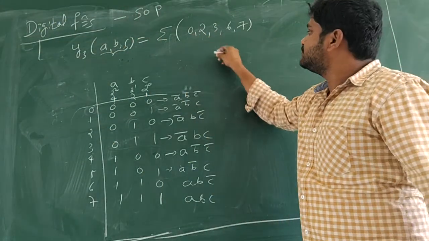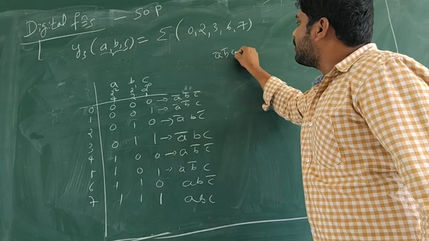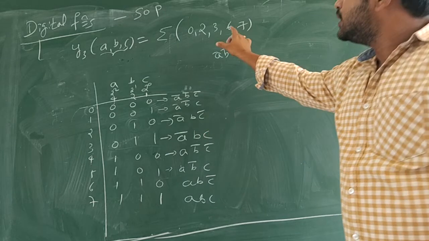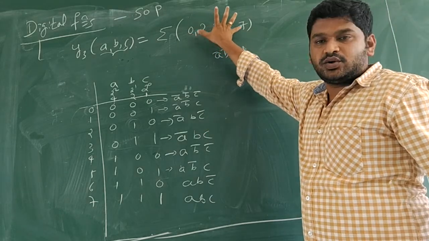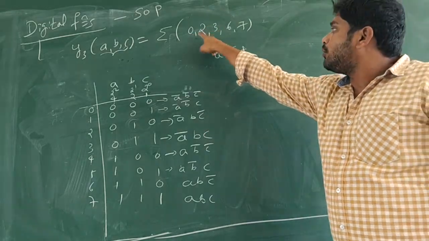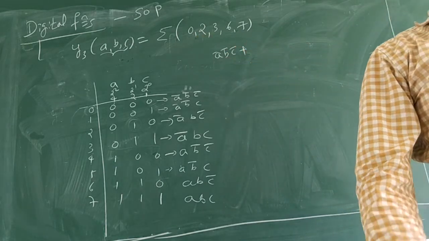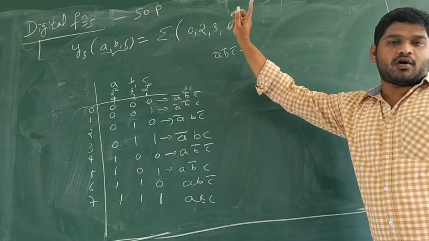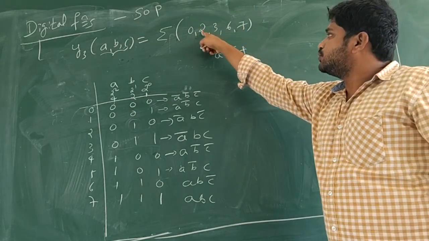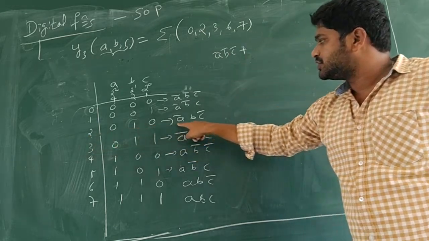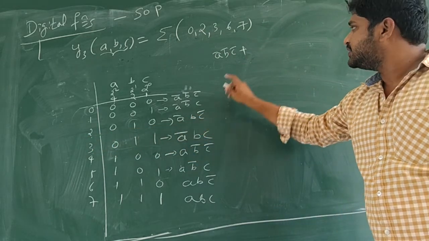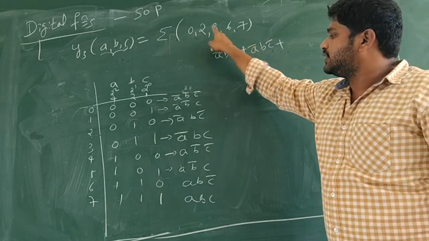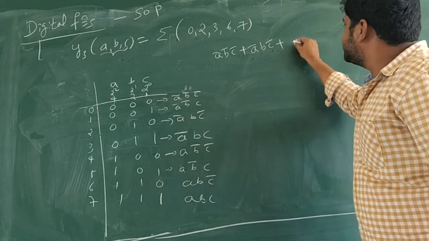Given terms, first term, A complement, B complement, C complement. I mentioned earlier, when we convert this function into variable form, commas should be replaced by plus. In the opposite way, plus should be replaced by comma. What is 2? Go for this row. What is the representation? A bar, B, C bar. A complement, B, C complement. What is next? 3. A complement, B, C.